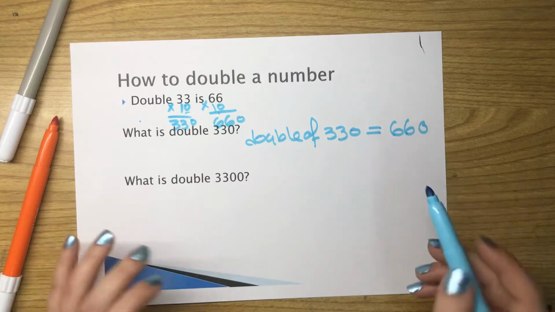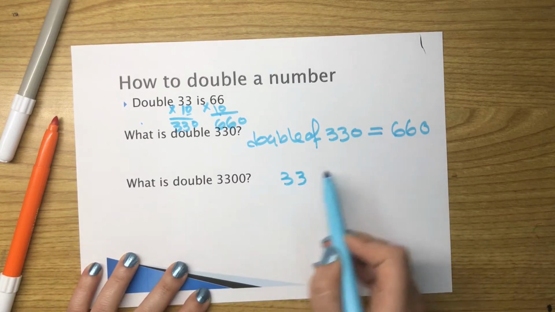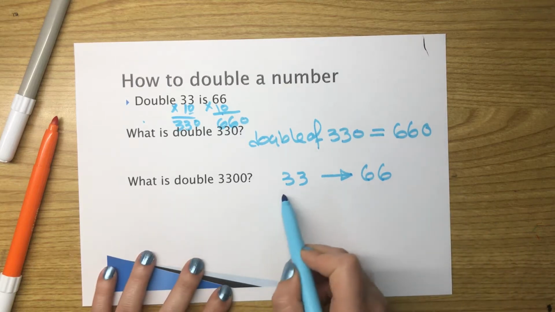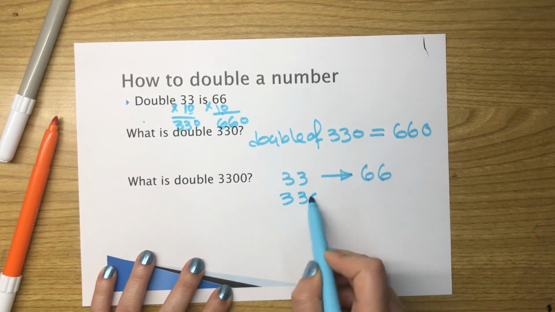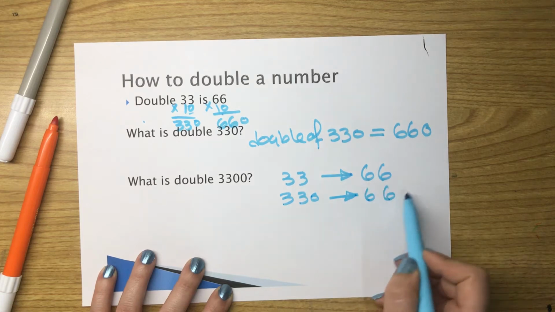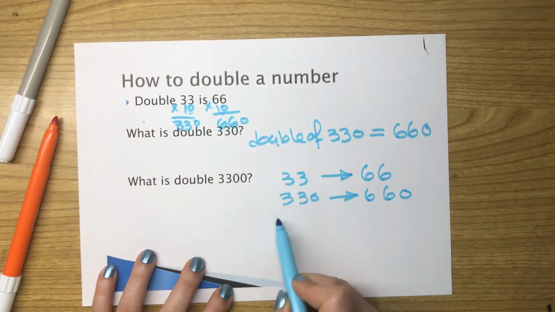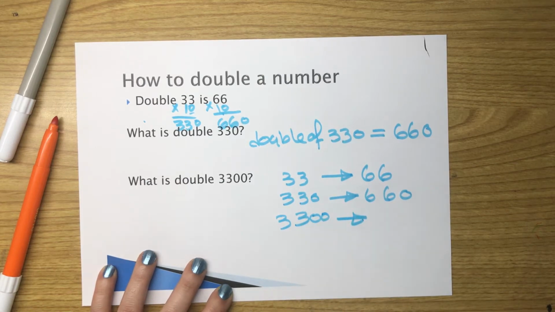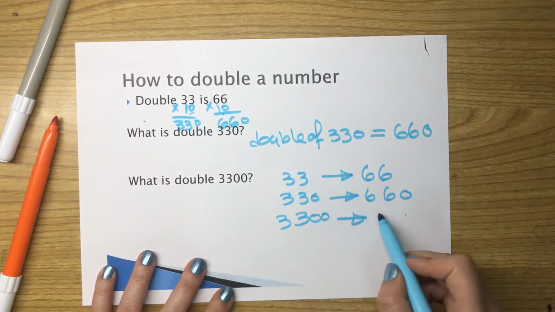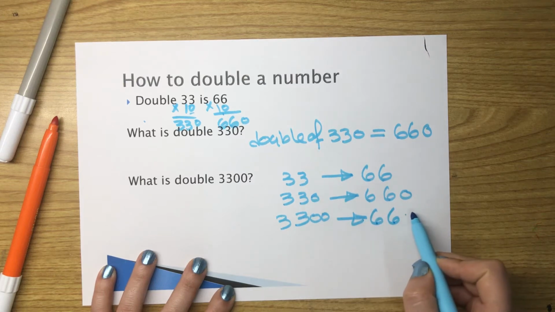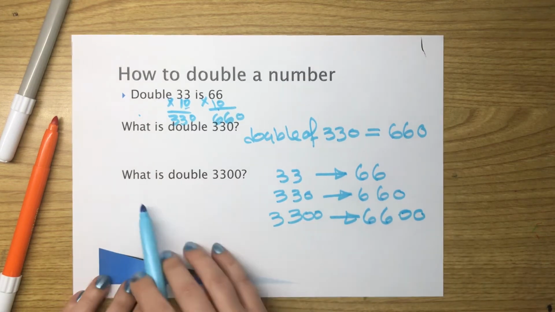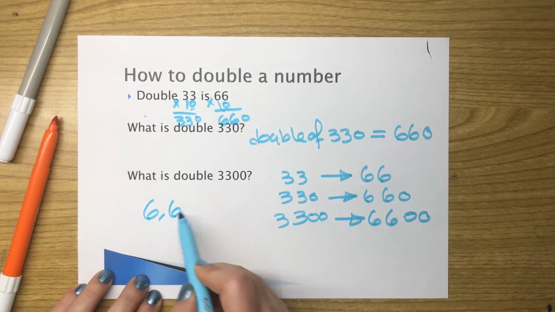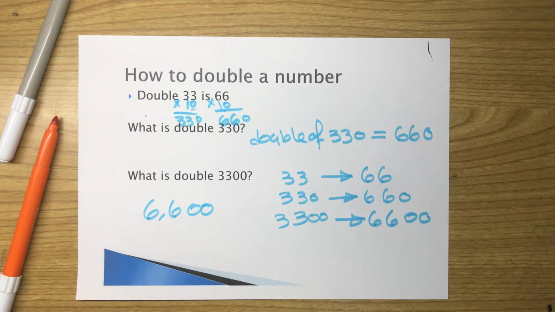This is just like a pattern. The double of 33 is 66. I want you to see the sequence. The double of 330 is 660. So finding the double of 3,300 is done by adding an extra 0, which gives 6,600. So what's the double of 3,300? It is 6,600. Okay?